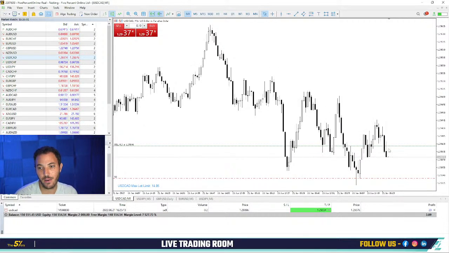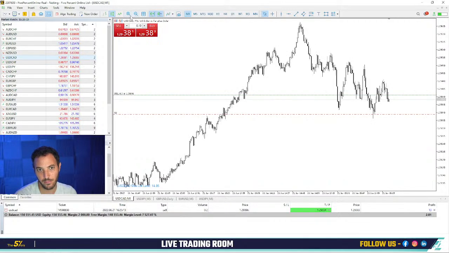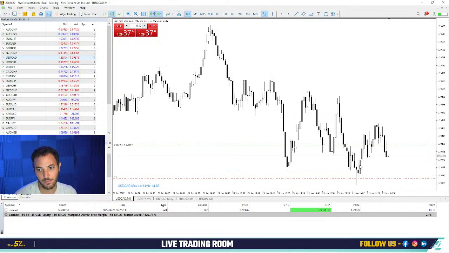Okay, now I see how this is about to retest this area down here. That's why I'm trying to transition to the low side.